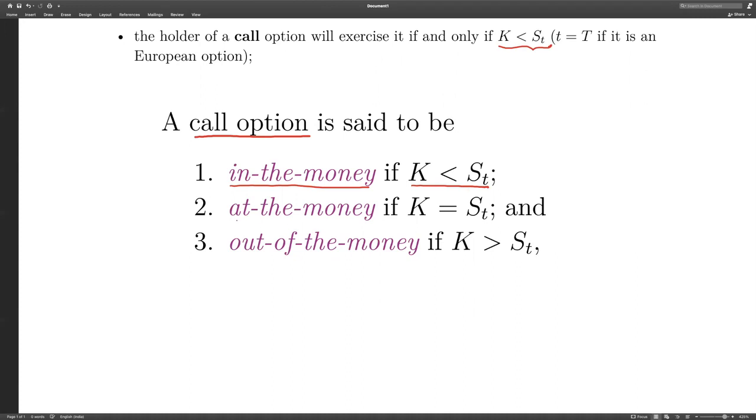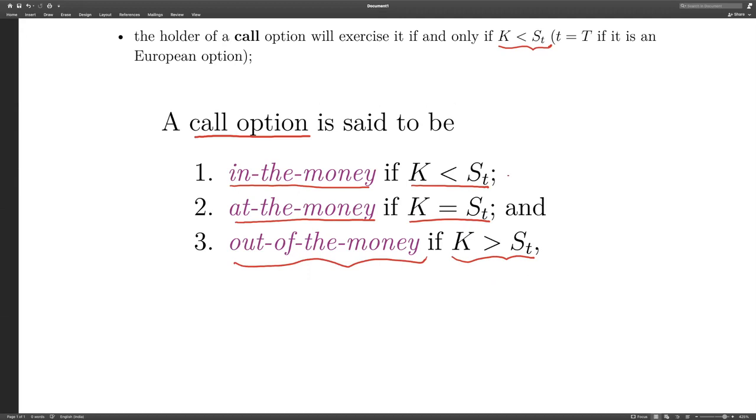And similarly, the call option is said to be at the money if K is equal to S of T. It means the holder of the call option is neither making money nor losing money, right? So that is why it is called at the money. And out of the money if the strike price is greater than the spot price.